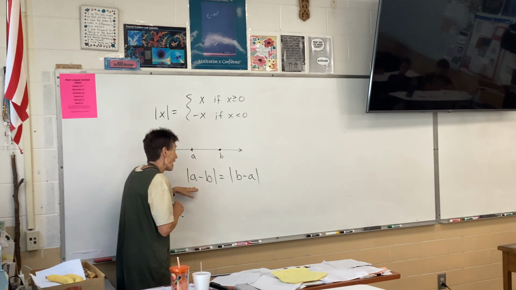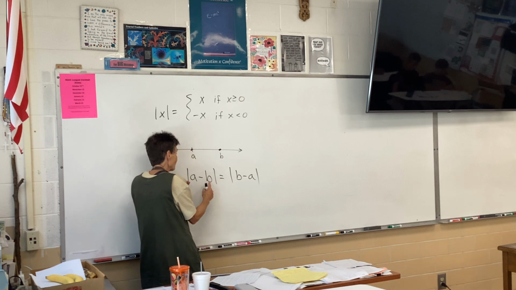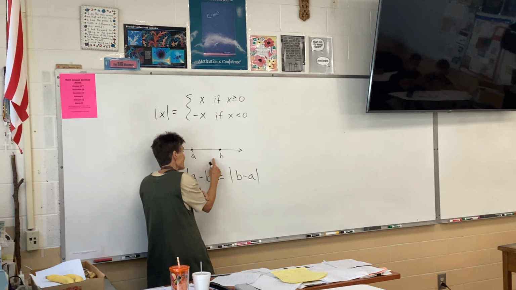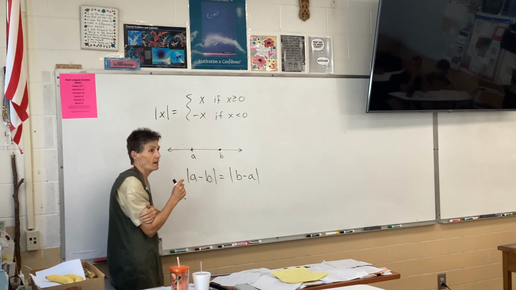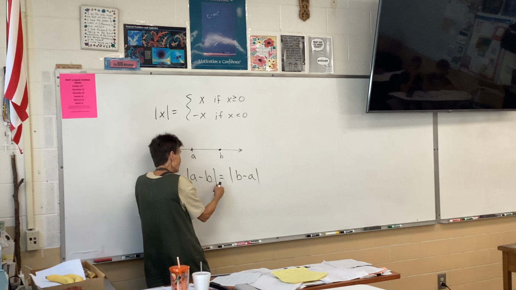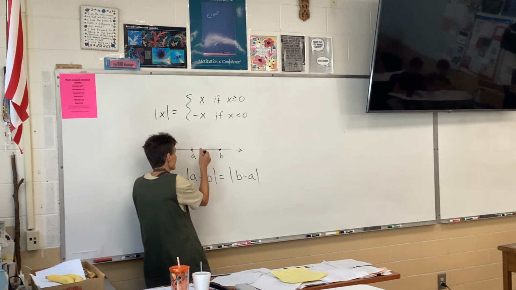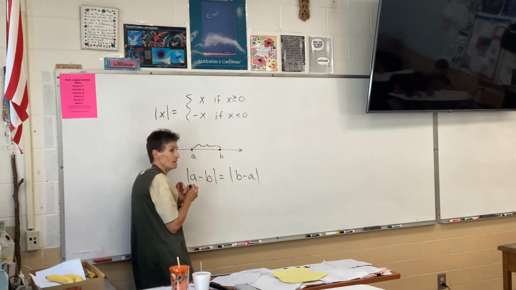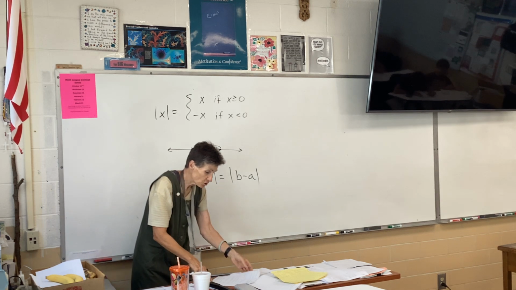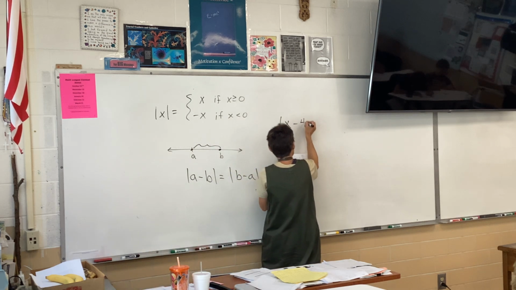So the absolute value of a difference gives me distance on the number line. Let me say that again. The absolute value of a difference gives me the distance on the number line. Now, let's use that idea to solve this problem.